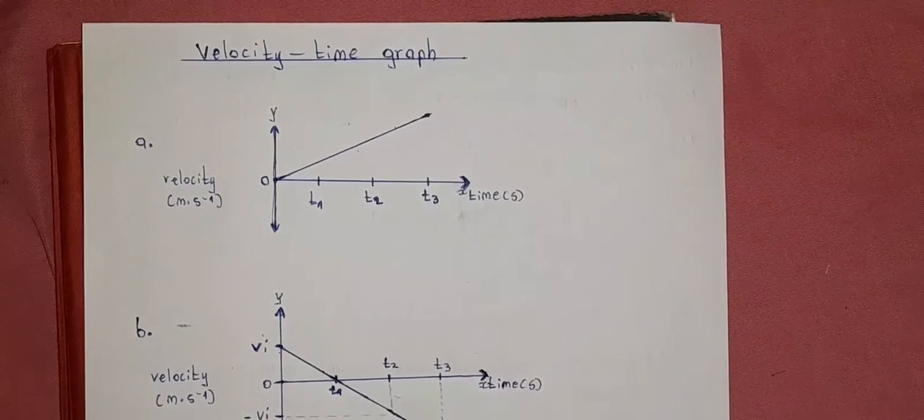Welcome back. We are still on projectile motion. Right now, I want to explain everything about a velocity time graph, or a velocity versus time graph. So, what is a velocity versus time graph?